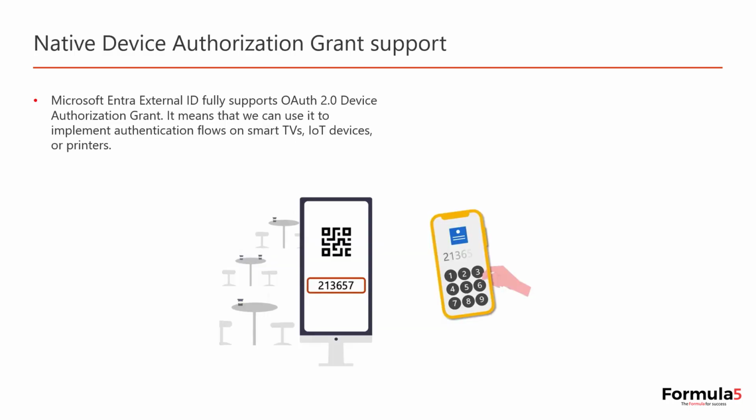Perfect. Another big feature is native device authorization grant support. Microsoft Entra External ID fully supports the OAuth 2 device authorization grant. It means that we can use it to implement authentication flows on smart TVs, IoT devices, and printers. This is really big because in this specific scenario, we can complete authentication on a mobile device, for instance, and complete the authentication process for the application that we launch on a TV. So that's really, really powerful.